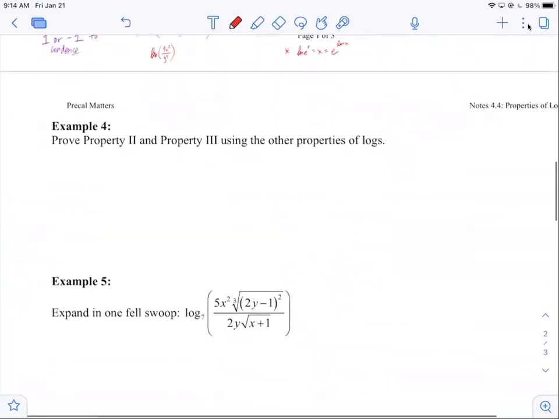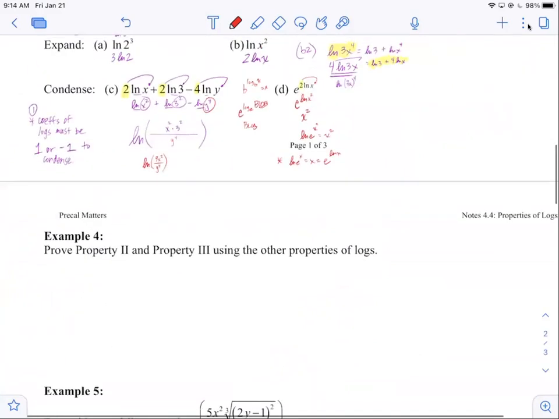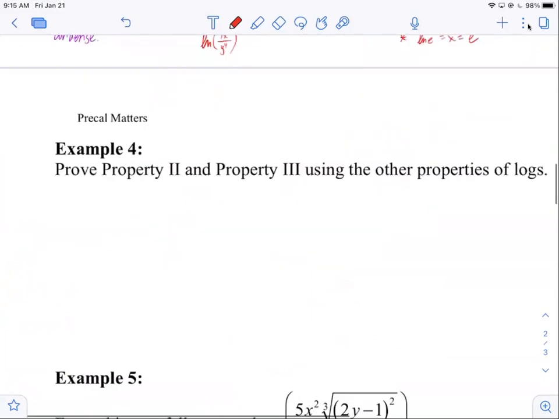Okay, let's do example 4. It says to prove properties 2 and 3 using the other properties. Now, when you prove something, it has to be true for all variables. So you don't choose numbers, you actually leave it with variables. And you're allowed to use any other theorems or properties other than the one you're trying to prove, right? You don't want to define a word with the word itself. So let's prove property 2 first.